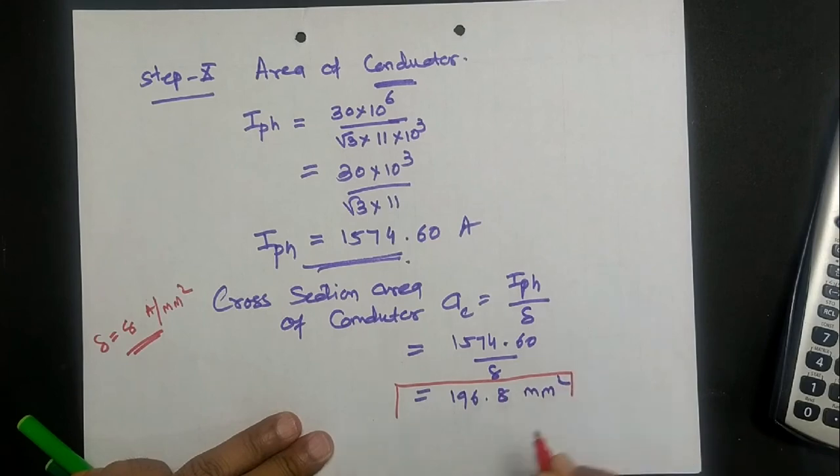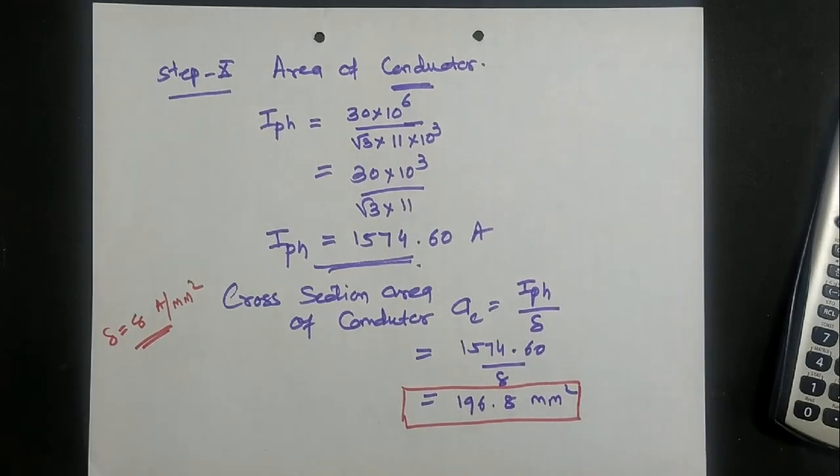So that is our area of the conductor. We have calculated the total number of conductors, total number of slots, total number of conductors per slot, total number of turns, and ultimately after the main dimensions we have calculated the cross section area of the conductor. This way we can complete our entire design of the stator winding for the turbo alternator.